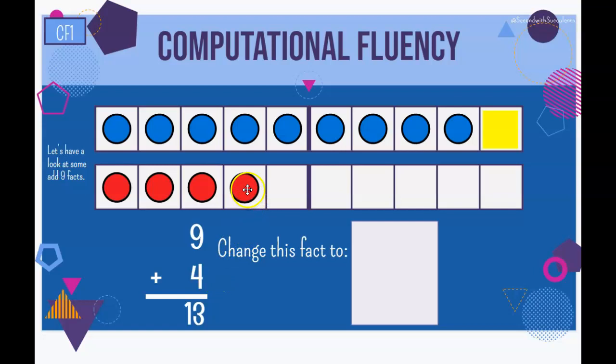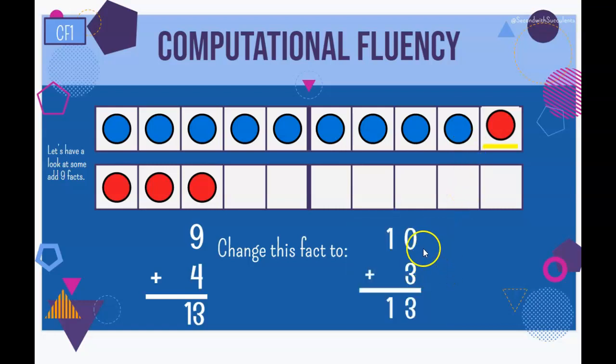Now you may have said, I can move this dot over. And now I filled up my top strip. If I fill up my top strip, well, that's a whole 10. So now my fact is really 10 plus 3 equals 13. My addends are different, but I have the same answer. Let's look at another one, and then you'll have some practice on your own.